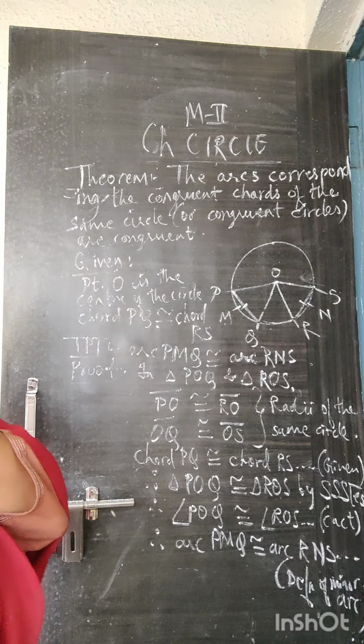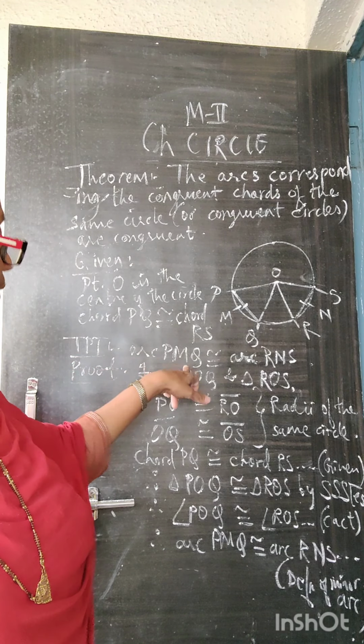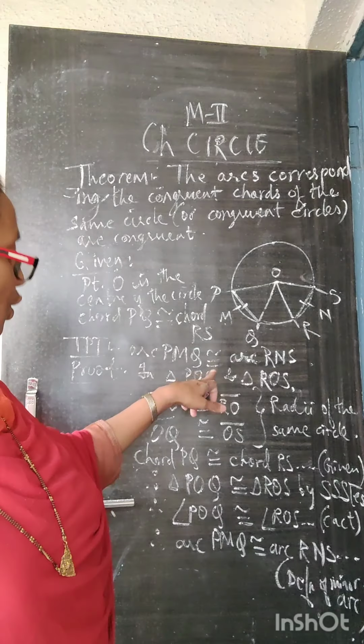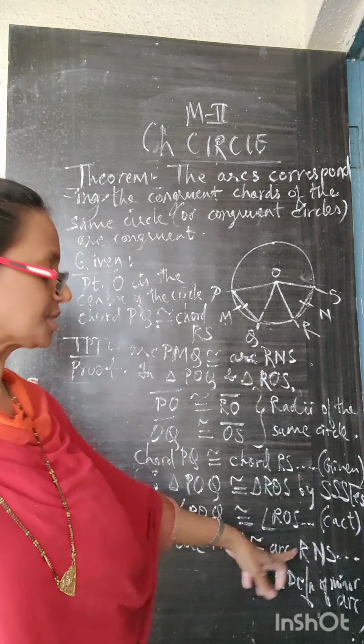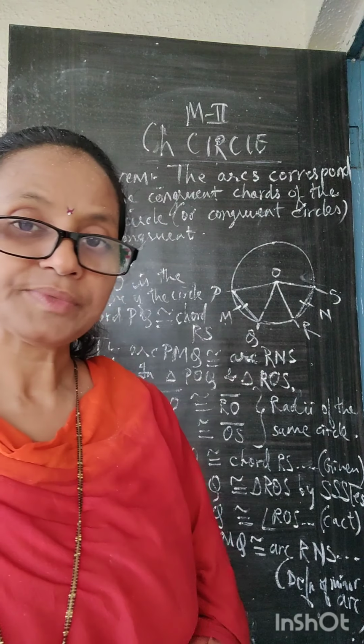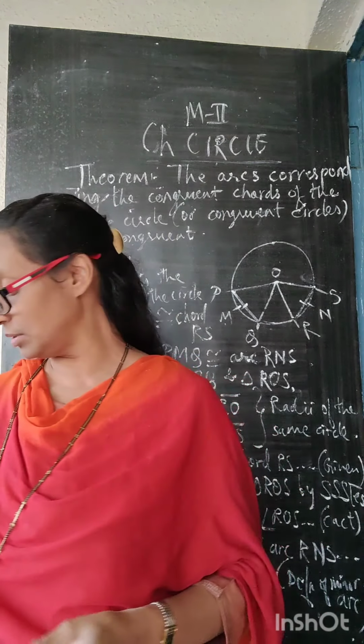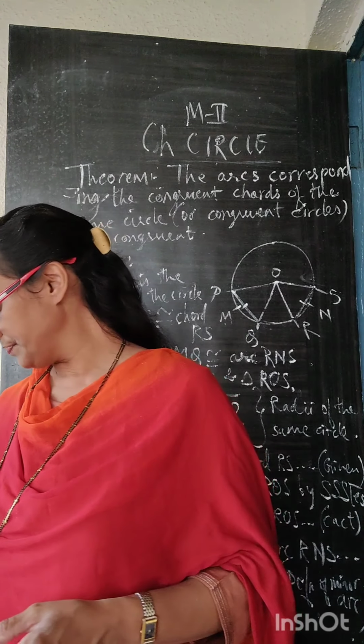Definition of minor arc. So this is what we had to prove: just check to prove that arc PMQ is congruent to arc RNS. We have got it ultimately proved, isn't it? So that is what the theorem is all about, right? So this theorem gets completed.